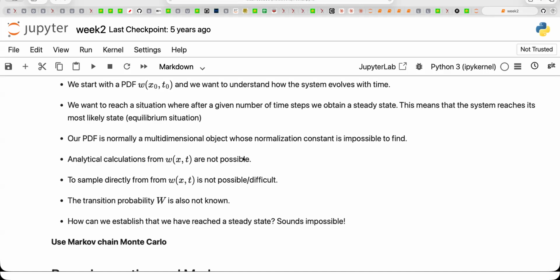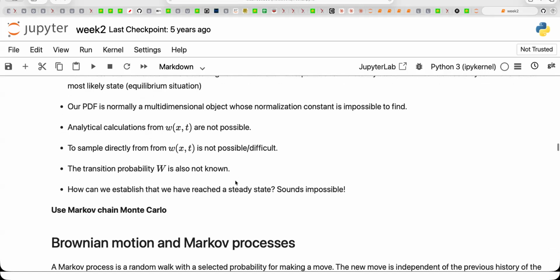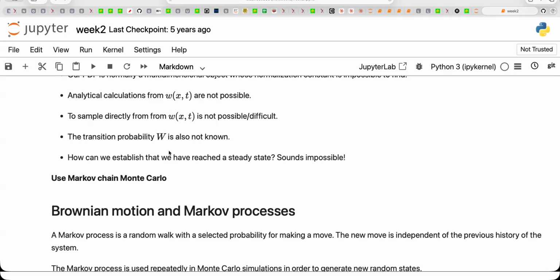So you see all these problems, you might actually think this is not possible to do, right? And then the other thing, even if you have an analytical calculation, so this W is the probability distribution, even if you have an analytical expression, it can actually be difficult to sample from it because it's such a high-dimensional object that it requires many CPU cycles. So as I say here, to sample directly from the probability is not always possible, or it's actually difficult. And the transition to a given state is normally also not known. So this sounds really impossible, okay?